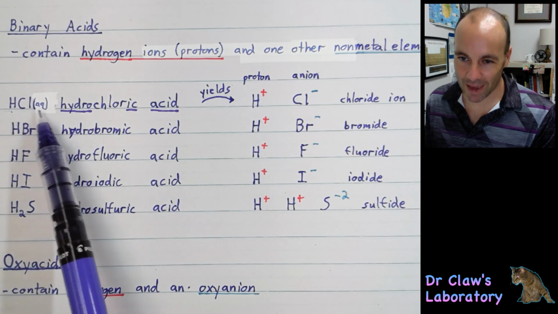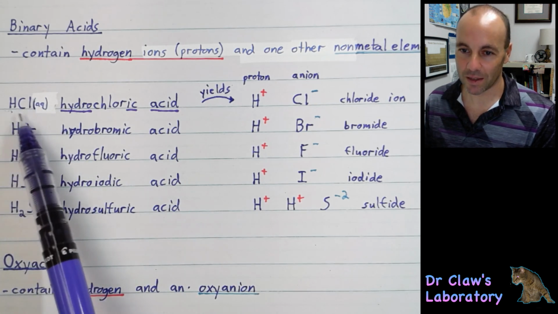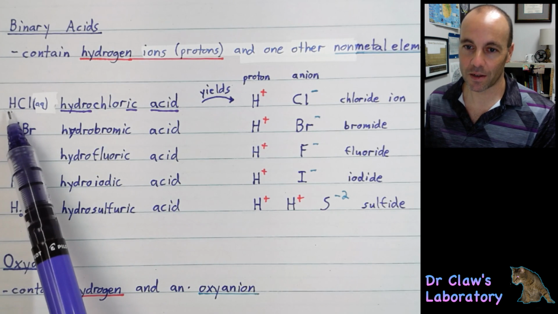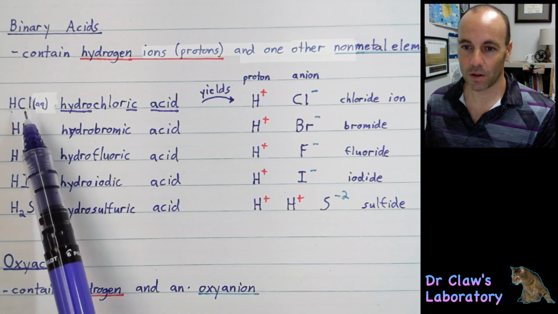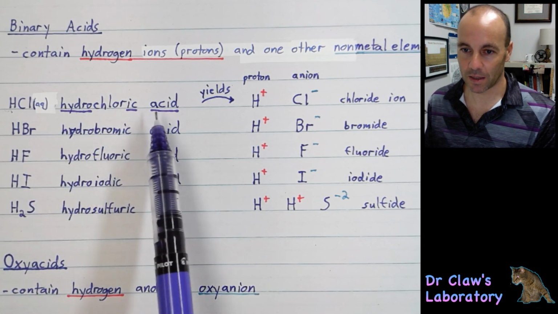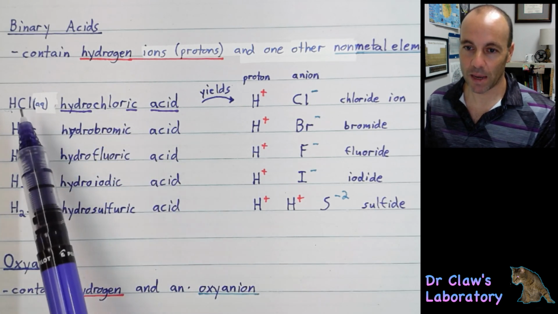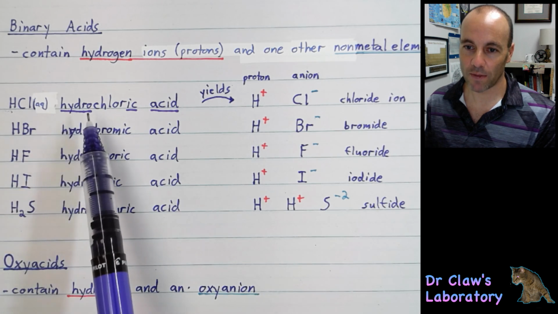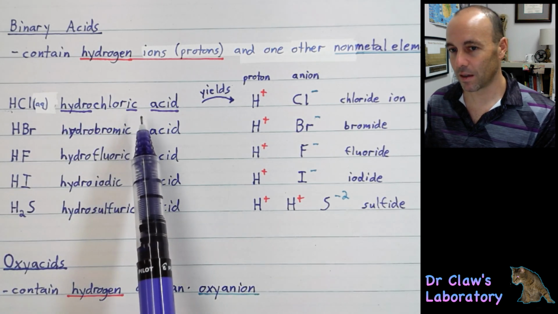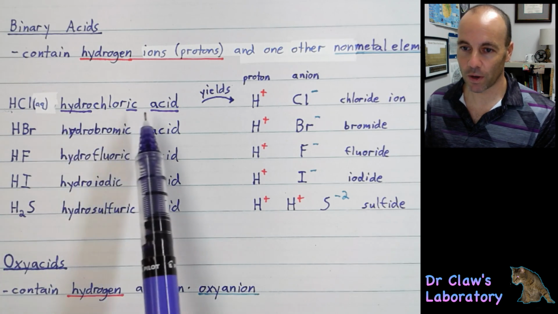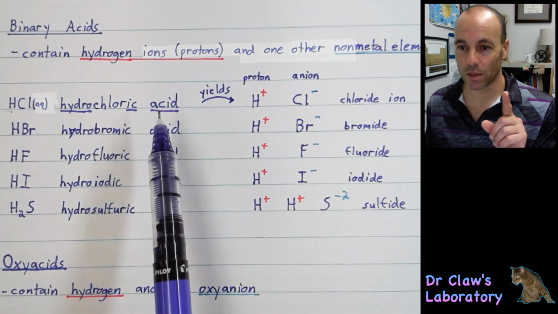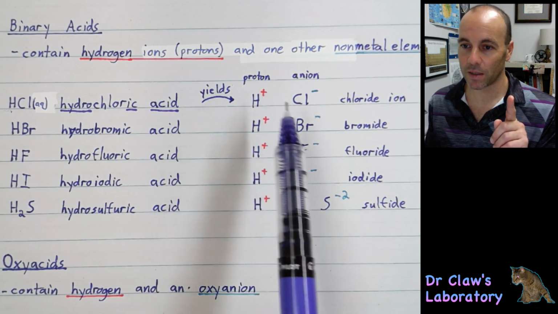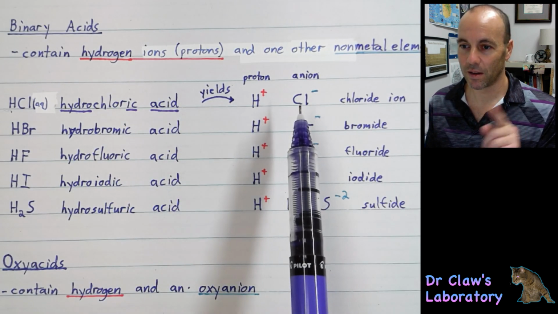So right here, you have HCl aqueous. So we know we're talking about the acid. This is a binary acid, two elements. And the way you name this is simple: hydrochloric acid. Okay? So binary acids get the hydro prefix and the ic suffix. And hydrochloric acid, remember, when it dissolves in water, gives you H+ and the chloride.